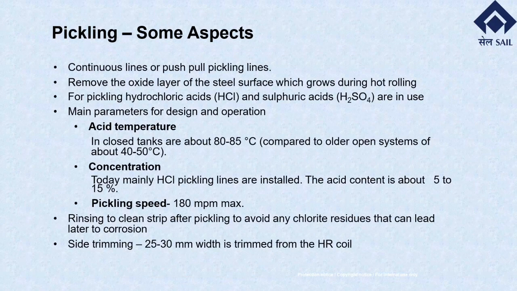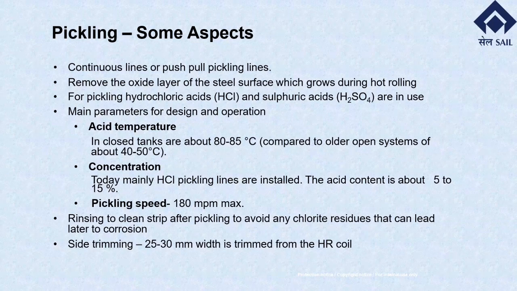Now coming to the processes at CRM3, the first process is pickling of the HR coil. As we have oxide layer formation during hot rolling, we remove it by making the coil pass through different tanks, which contain hydrochloric acid from 5 to 15% at a temperature of 80 to 85 degrees Celsius. After this, the oxide layer, which is not suitable for rolling, is removed.